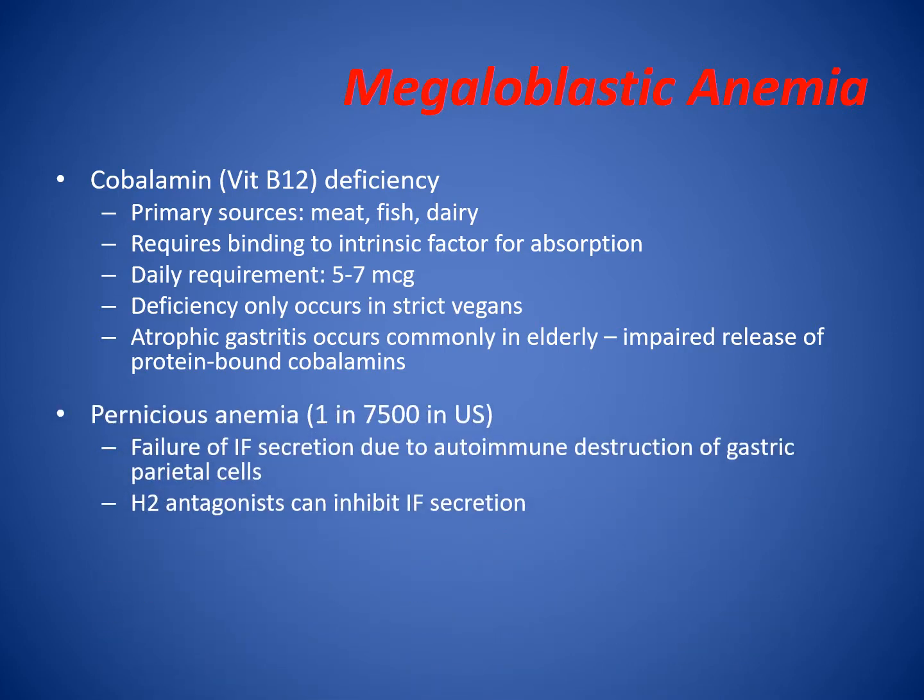For pernicious anemia, this is the failure of the intrinsic factor secretion due to autoimmune destruction of the parietal cells. So we're not getting the parietal cells secreting like they're supposed to. Therefore, we have malabsorption occurring. H2 antagonists can actually inhibit the secretion of IF. And if that happens, this person can then become predisposed. Also think about patients that are on PPIs, because that same inhibitory effect can cause this too.